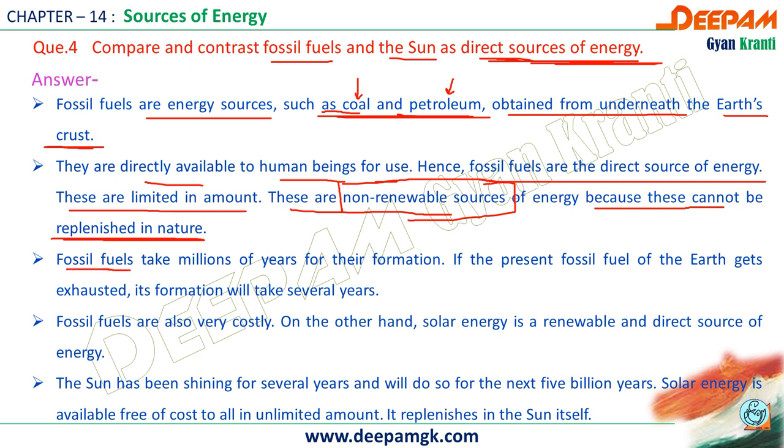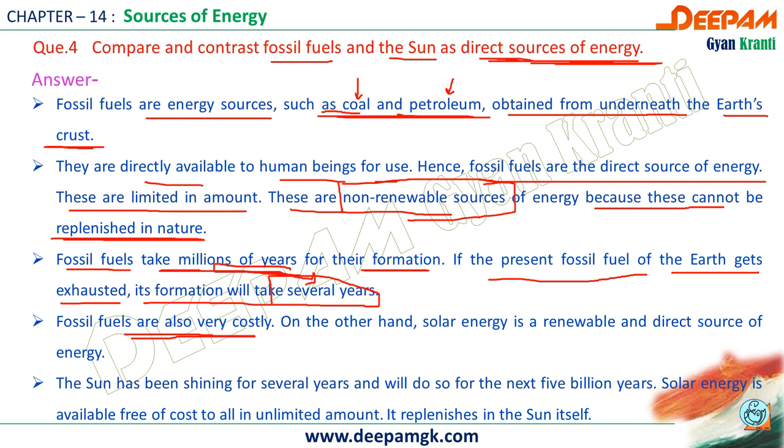Next, fossil fuels take millions of years for their formation. If the present fossil fuels of the earth get exhausted, it means they are over. Their formation will not take several years, it will take millions of years. Fossil fuels are also very costly.